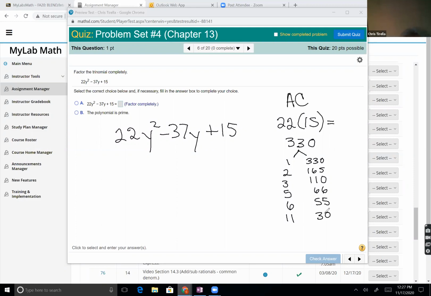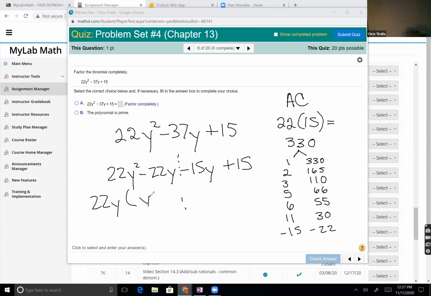Oh, wait a minute. Yes. How about 15 and 22? Minus 15 minus 22 does give me 37, right? So this would be 22y squared minus 22y minus 15y plus 15. I missed the obvious. Doing my grouping, I have 22y times y minus 1. In the back, I have 15 times y minus 1.